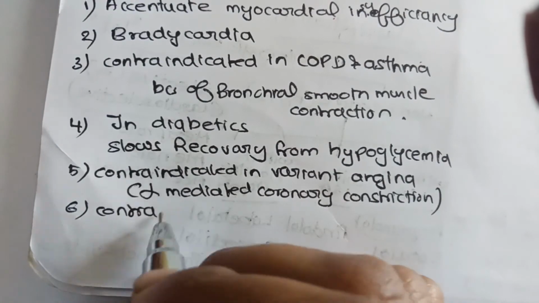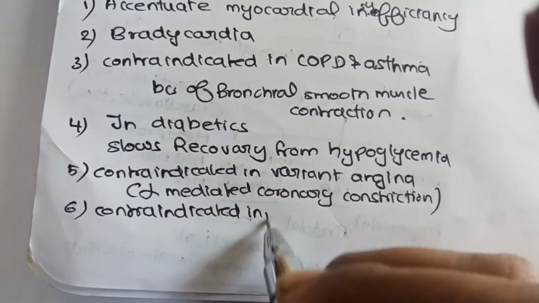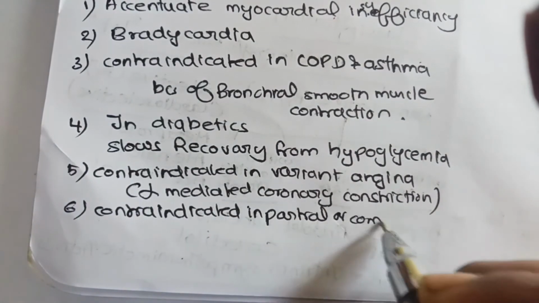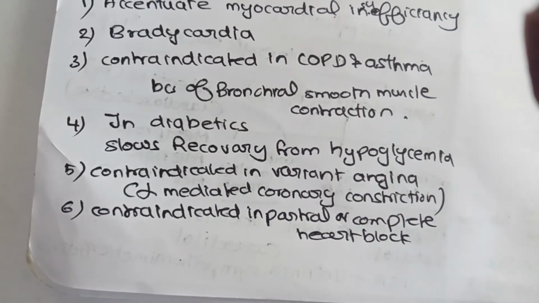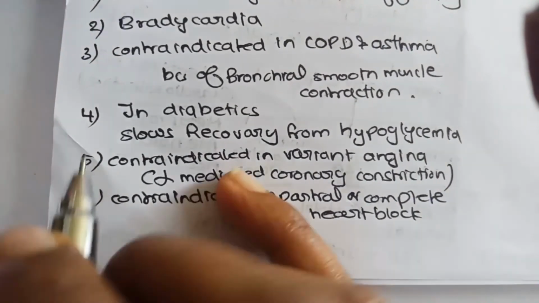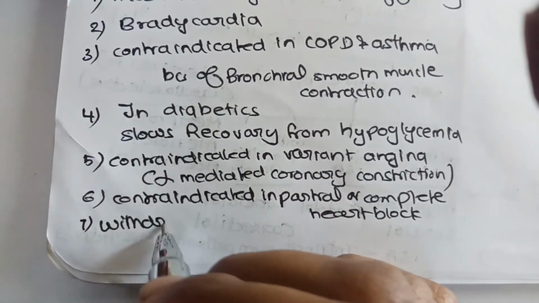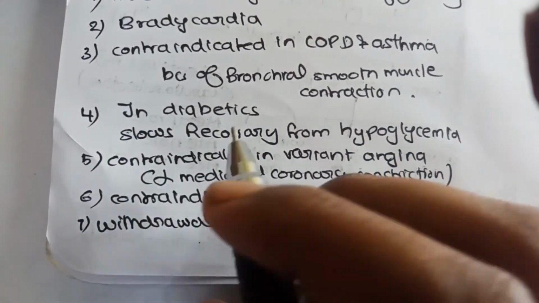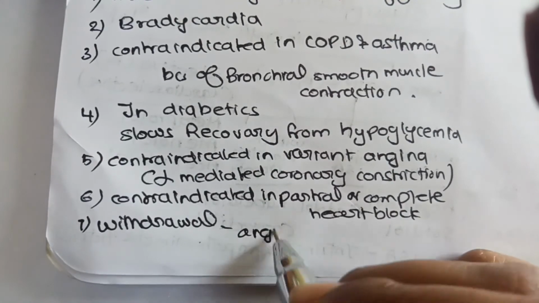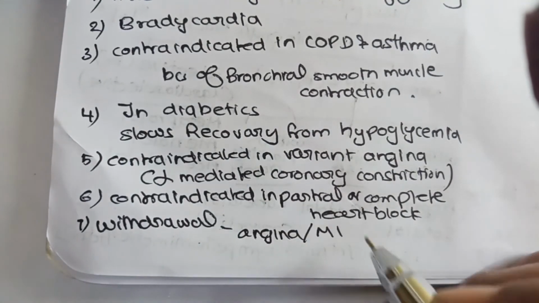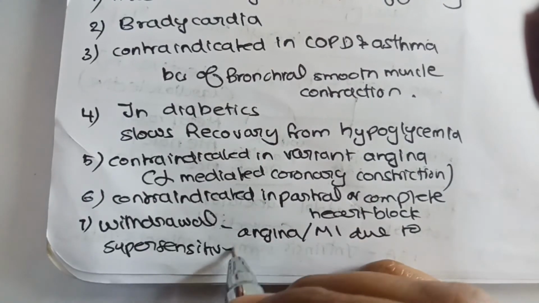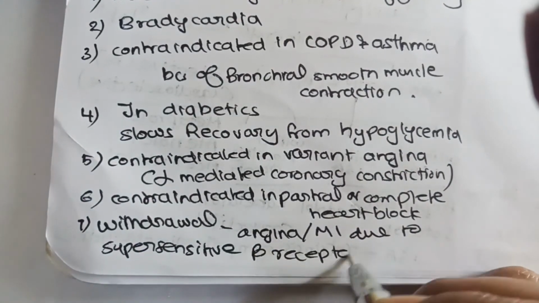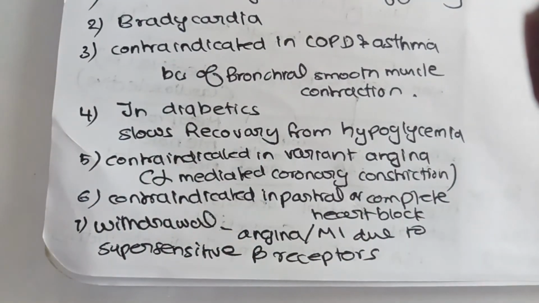Coming next, it is contraindicated in partial or complete heart block. Next is in the case of withdrawal. So, what happens when beta blockers are suddenly withdrawn from a patient? It can cause angina or MI. This is because of the supersensitivity of the receptors.